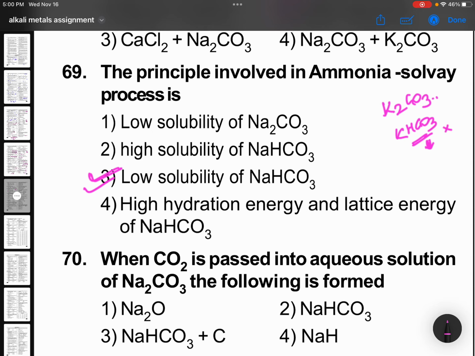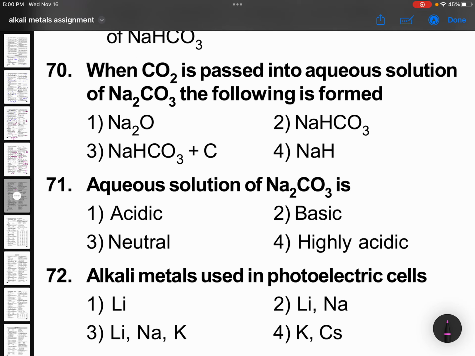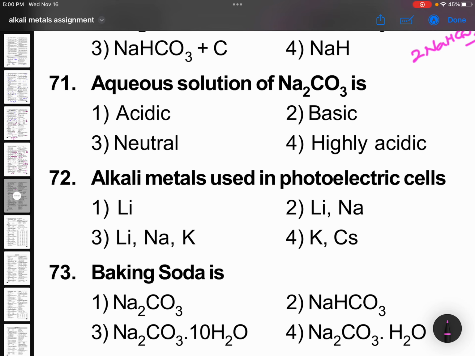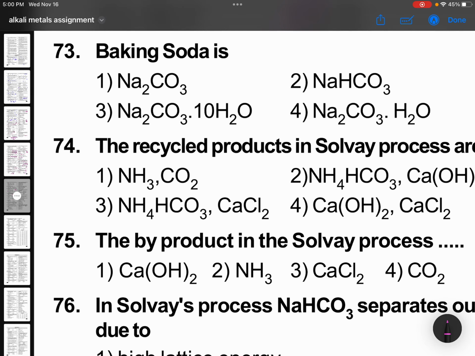Very, very interesting. 70th question, when CO2 is passed in aqueous solution of Na2CO3, the following is formed. Na2CO3 plus H2O plus CO2 gives rise to 2NaHCO3. Okay. Aqueous solution of Na2CO3, obviously basic in nature. Okay, no doubt in that one because it is made up of strong base and weak acid H2CO3. Alkali metals used in photoelectric cells are potassium and cesium. Complete memory based. Baking soda is sodium bicarbonate.